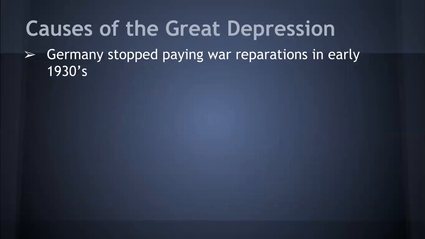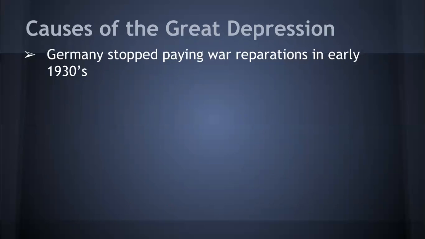Germany stopped paying war reparations in the early 1930s. At the end of World War I, we talked about the Treaty of Versailles, and we talked about all of the negative provisions in there. One of them was forcing Germany to pay for this war. And their country's in shambles. They just can't do it. And we see the rise of Adolf Hitler in the early 1930s here, which we'll discuss.